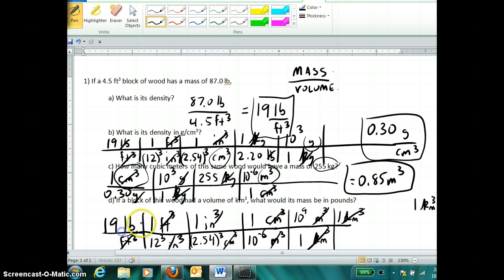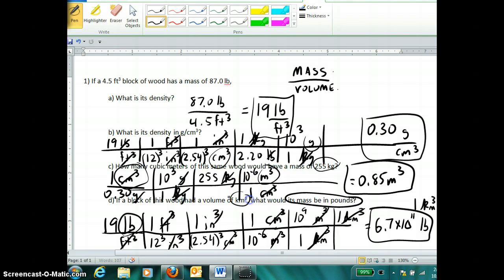leaving us with nothing but a mass of this wood in pounds, and we wanted to know the mass in pounds. And if we multiply this out on the calculator, we get with 2 digits 6.7 times 10 to the 11th pounds of wood, which is huge. That's almost 1,000,000,000,000 pounds of wood. But in an entire cubic kilometer, there would be an awful lot of wood.